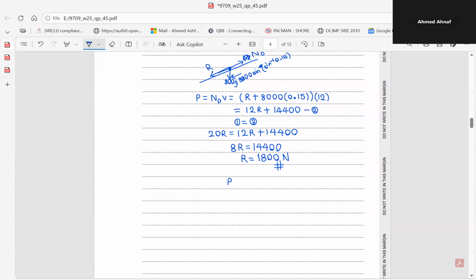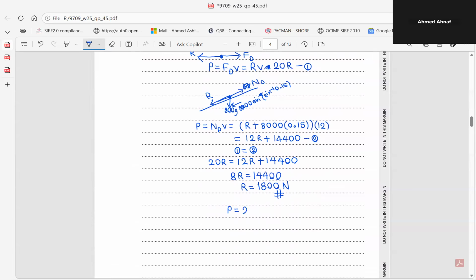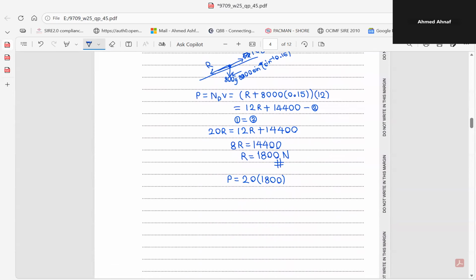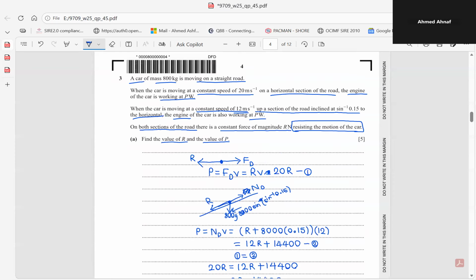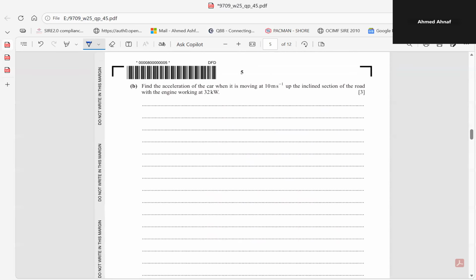Now we can just straight away find P by substituting back into equation 1. 20 times 1800. Since P is in watts, you don't have to convert to kilowatts. So P is 36,000 watts. So these two would be our final answers for the first part. Let's move on to the next part.